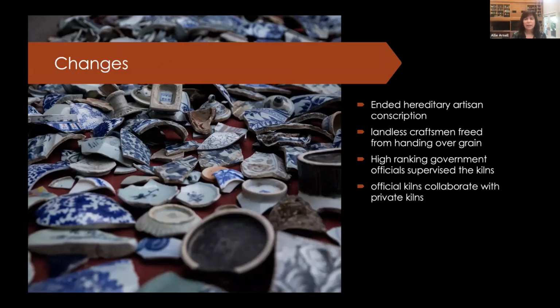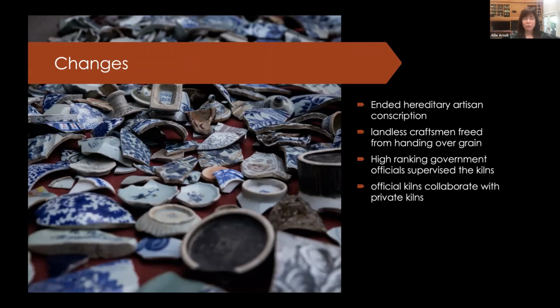And then finally, official kilns start to collaborate, and this wasn't the first time that official kilns had collaborated with private kilns, but we see more of that happening during this time period. And I'll back up and say, for those of you who are interested, there were imperial kilns that existed to provide porcelain and other ceramics to the imperial court. And then there were private kilns that made works of art for private individuals and also for export. During the Qing Dynasty, we see more collaboration between the official kilns and the private kilns.